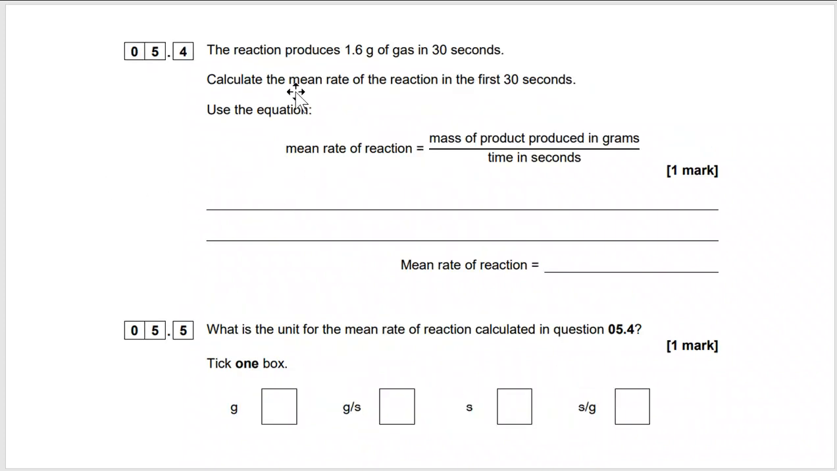On to 5.4. The reaction produces 1.6 grams of gas in 30 seconds. Calculate the mean rate of reaction using the equation provided. So, mass is 1.6, time is 30, 1.6 over 30 gives a value of 0.0453. But we need the units as well. So, for the units, substitute those in. We've got grams and we've got seconds. Grams divided by seconds. So the unit is grams per second.